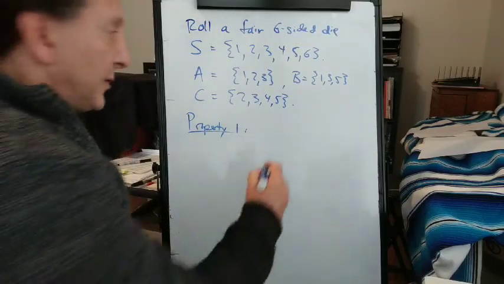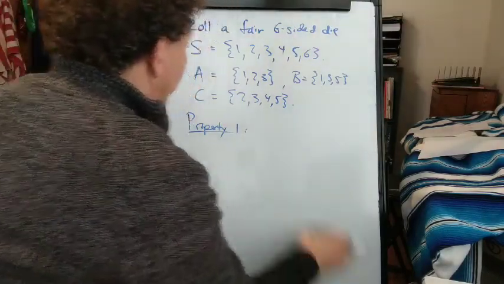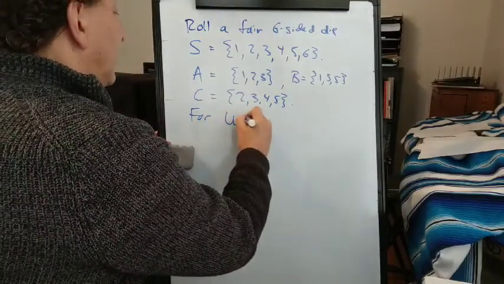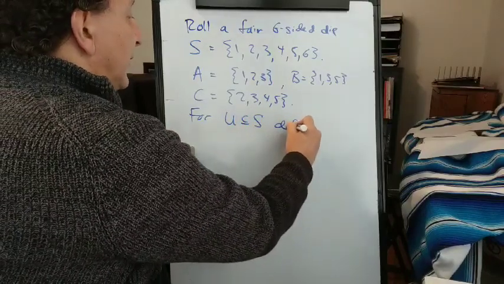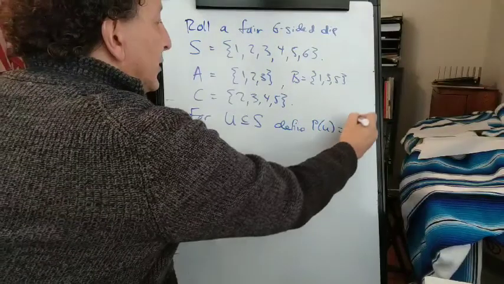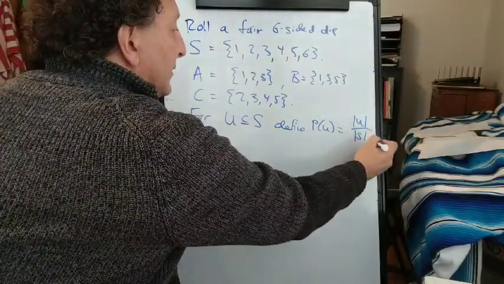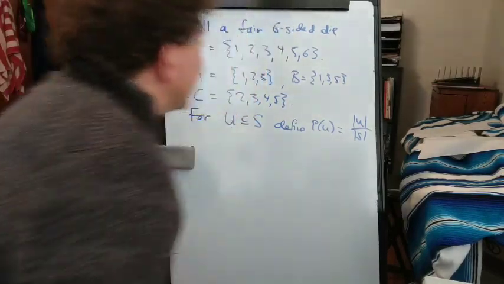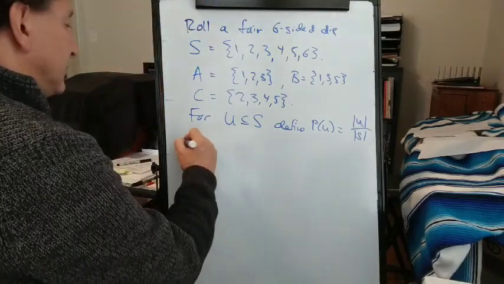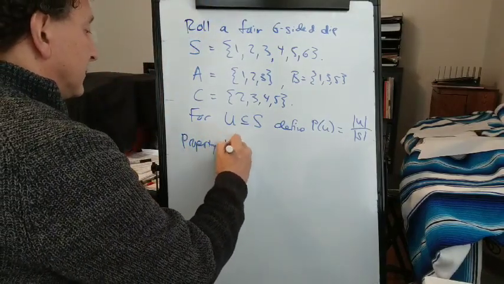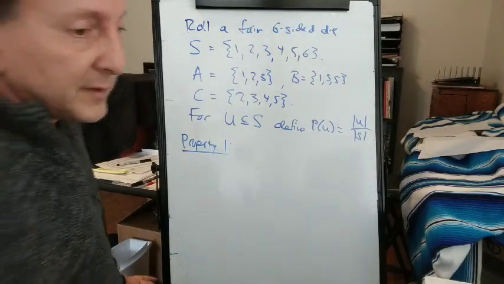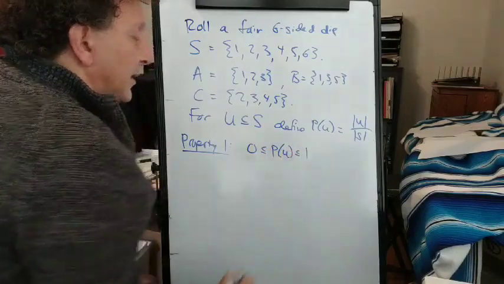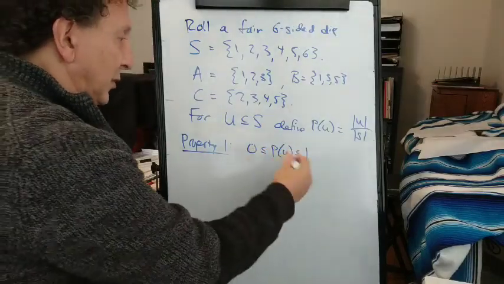So the first property we talked about says that, oh, actually, let me define the probability here. For a subset U of S, we'll define the probability of U to be the number of elements in U over the number of elements in S. So property 1 says that the probability of any event U is somewhere between 0 and 1.